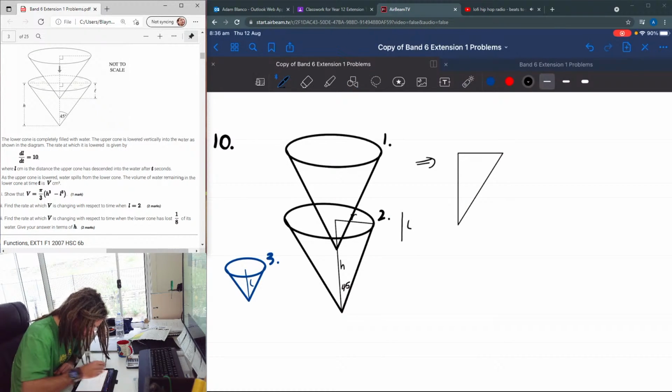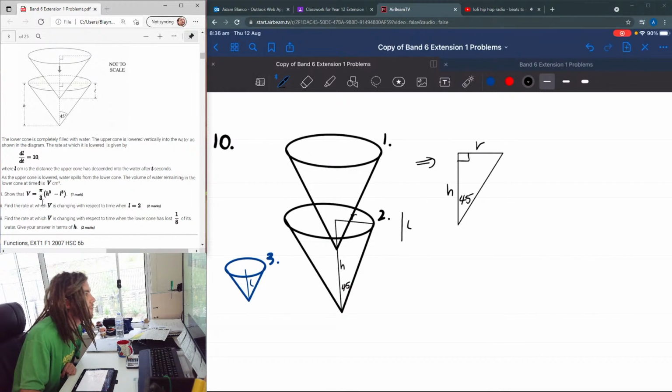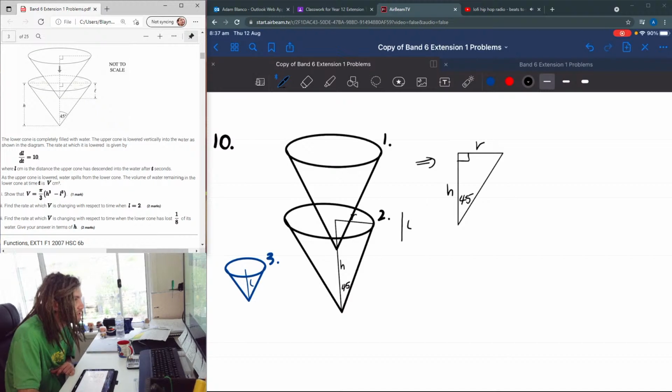Okay. H, R, 45. Do I know anything else? The right angle. What am I trying to prove? I'm trying to prove the volume. So if you look at the equation, I've got an h cubed and an L cubed. Any equation I'm going to get out of this, the volume, is probably going to give me an h squared. So there must be another h in there.